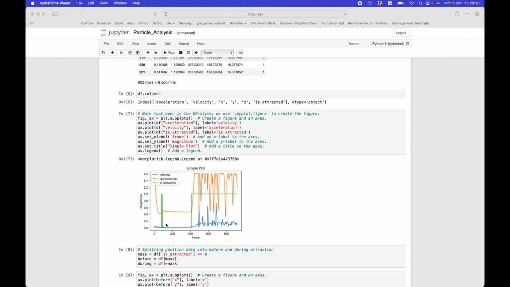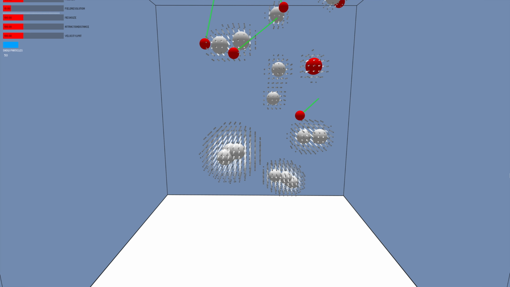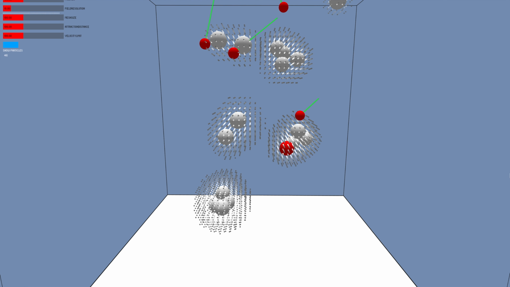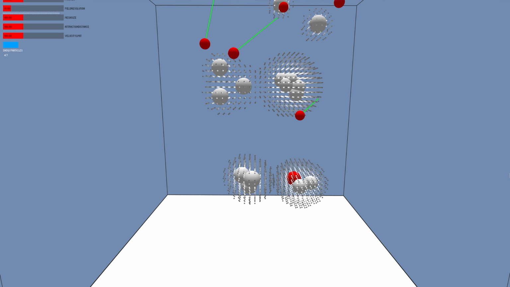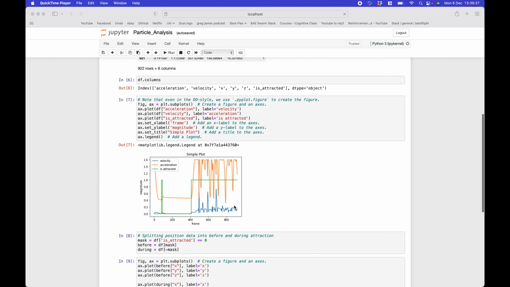Then as we go along, this is where the particle is falling down vertically. You see it meets another particle, and we have this influence of acceleration going higher and lower as the particles get closer and further apart. This is the undulation that we're seeing. We're also seeing this in the velocity, as that is also varying.